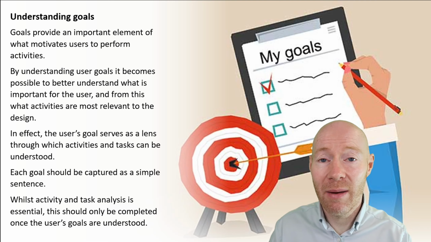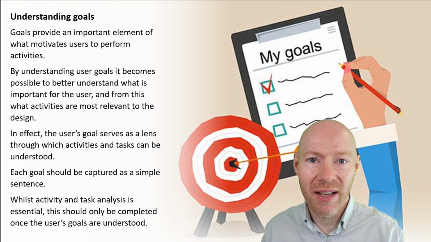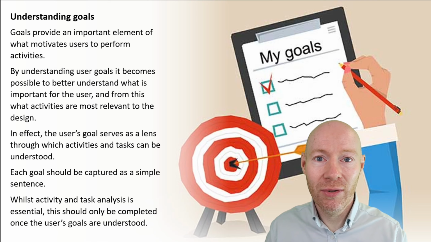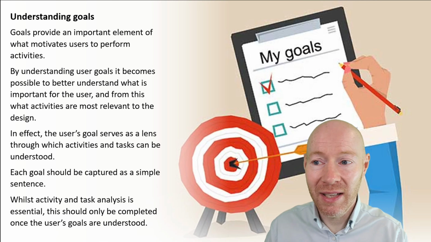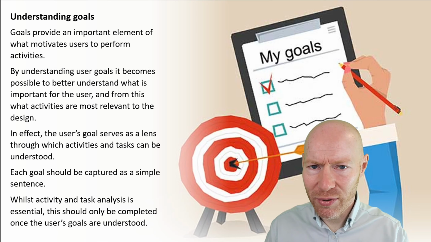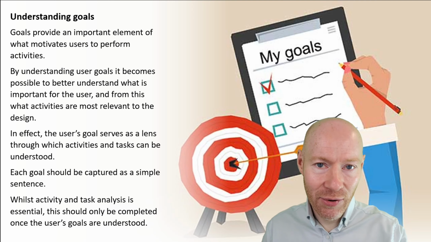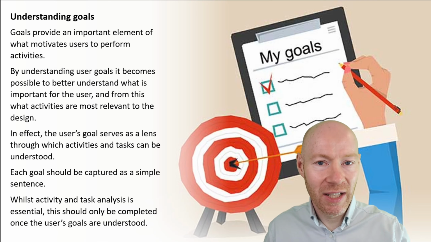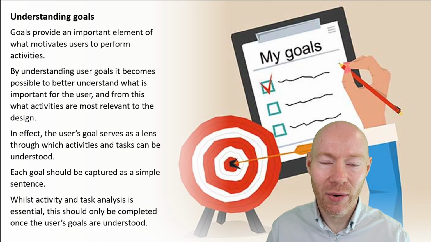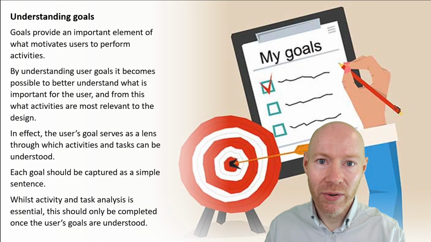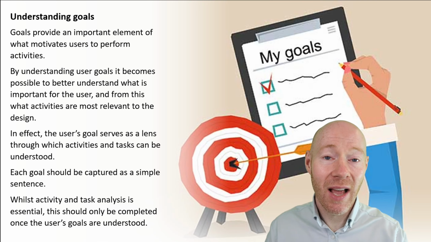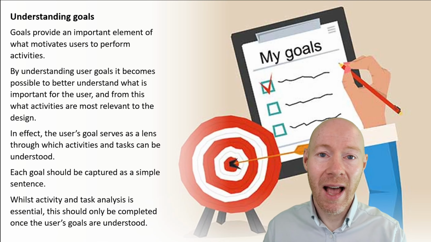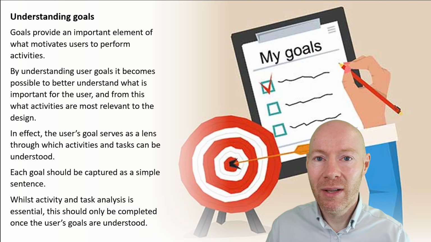Ideally, we want to capture each goal as a single, simple sentence, something that can be easily understood by a wide range of people and easily shared. So whilst of course when we're thinking about interaction through our interfaces, we think in terms of activities and tasks and certain things being filled in and going from this screen to that screen, it's really, really important to say that first of all, we need to ask and understand, well, why is the user doing this? What goals do they have? That's our fundamental starting point.